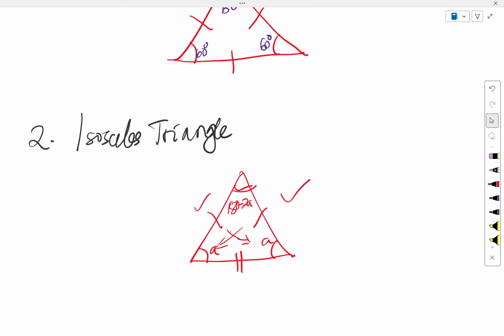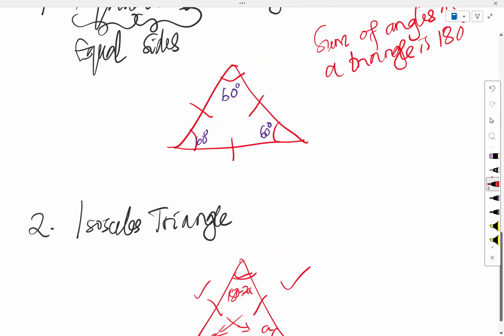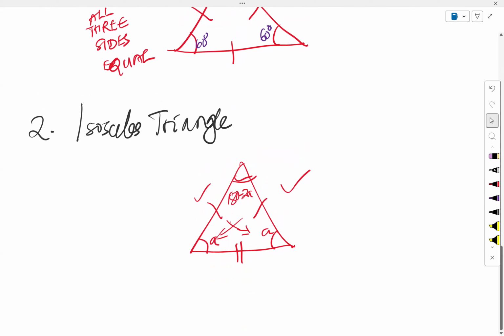So here, what do we have? In an equilateral triangle, we say all three sides are equal. But for an isosceles triangle, let me just say two equal sides. So the third side is just different from those two. Two equal sides.